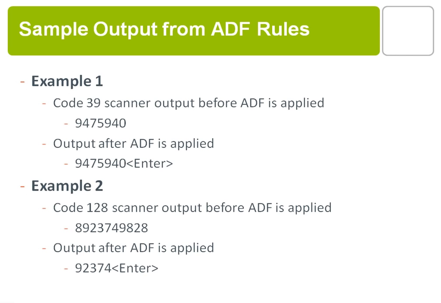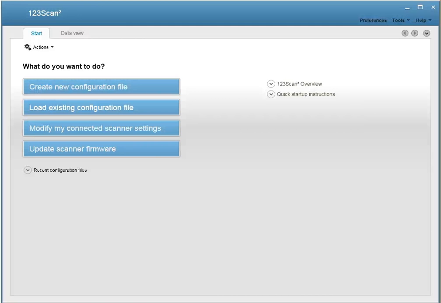Or in example 2, let's say that you have a code 128 and it used to be just 5 digits long. Your vendor has added an additional digit to the beginning of the barcode and 4 on the end. You can program through your scanner an ADF rule that will say, if it's a code 128 and it's 10 digits long, strip the first digit, send the next 5, send an enter key, and strip the rest of the digits out. And now to the hands-on demo.